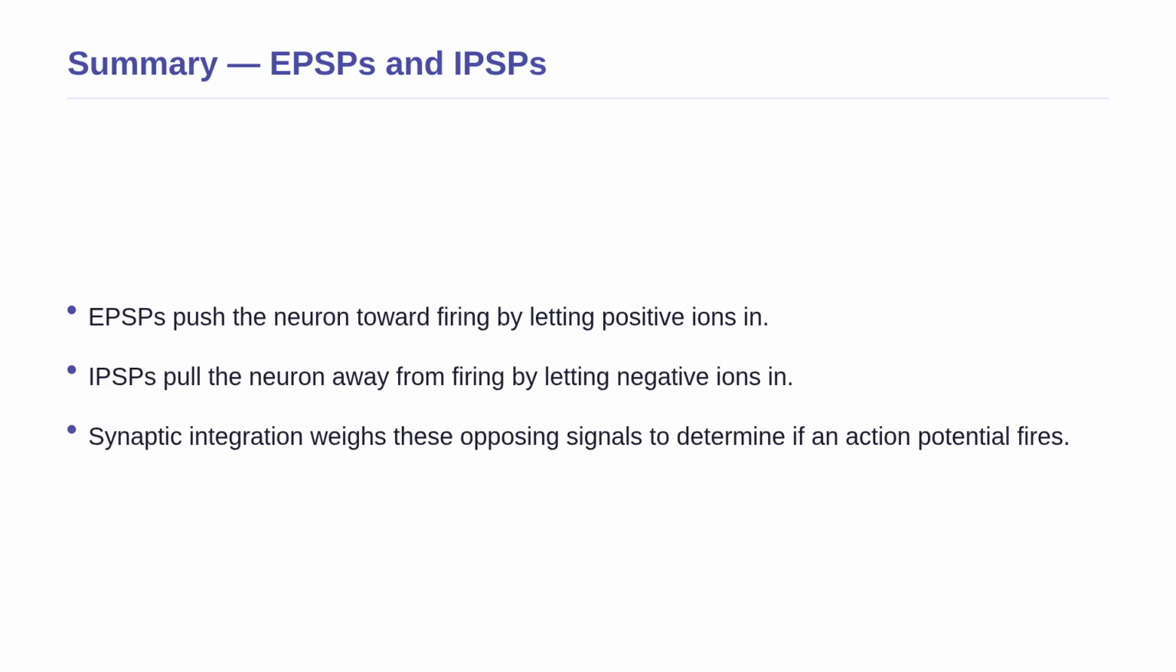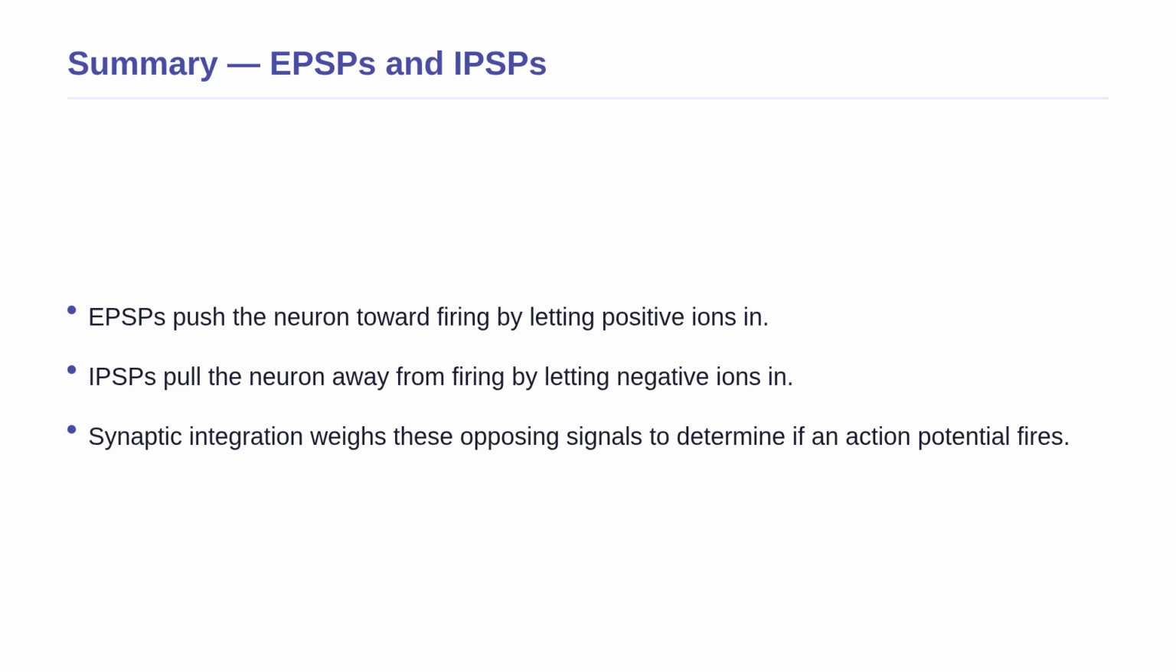We have covered a tremendous amount of ground today, so let us review the most important ideas. First, excitatory postsynaptic potentials, or EPSPs, push the neuron toward firing by letting positive ions in. They are the gas pedals of the brain. Second, inhibitory postsynaptic potentials, or IPSPs, pull the neuron away from firing by letting negative ions in. They act as the essential brakes, preventing overexcitation.